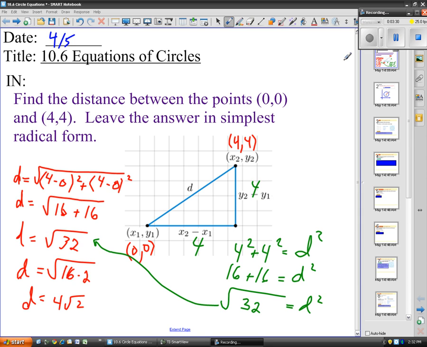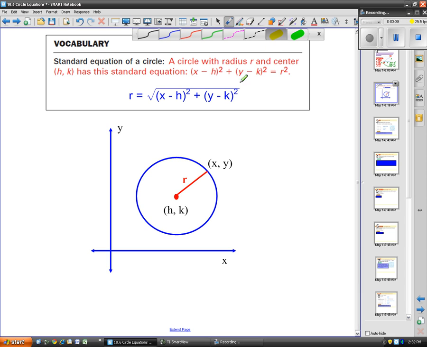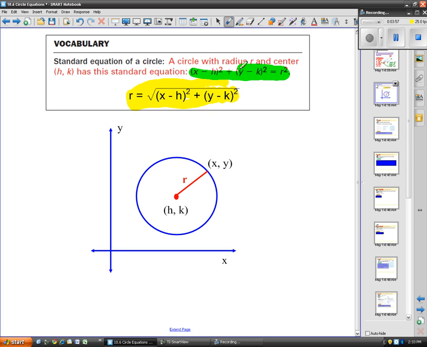Now we're going to move into equations of circles. And this equation of the circle is something that you absolutely need to know. You need to know that the radius is basically the distance formula. The x's are subtracted from each other, the y's are subtracted from each other. You also need to know this equation up top, which is the equation of a circle. That's the one we're going to use the most, the one I put in green.